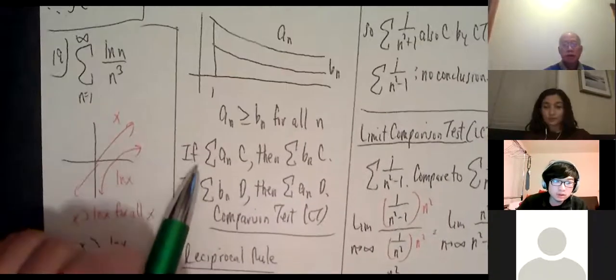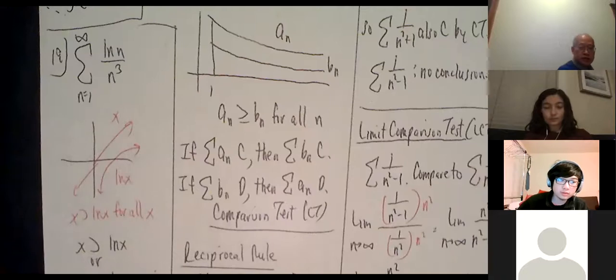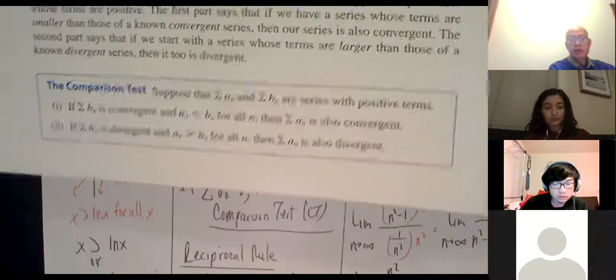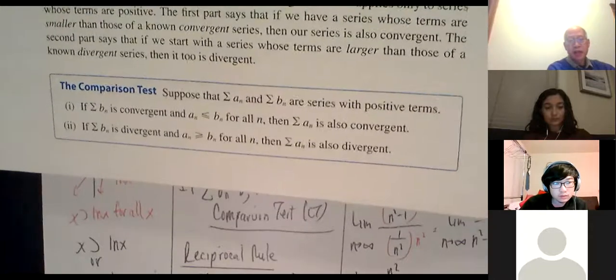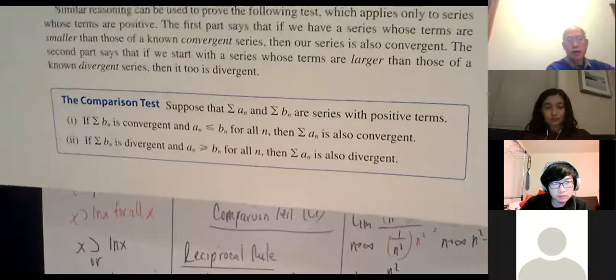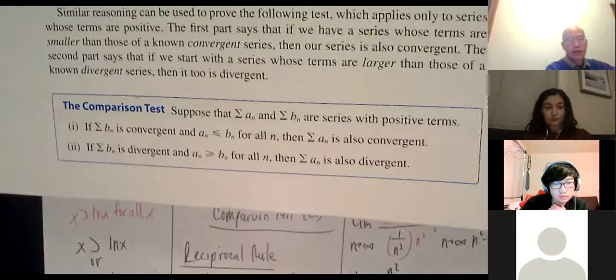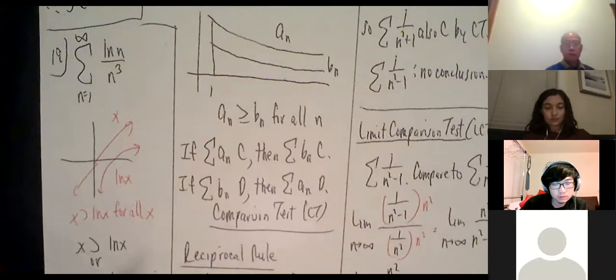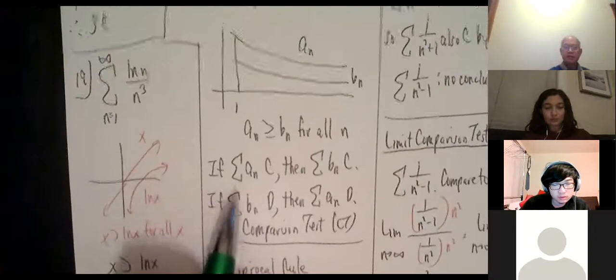Okay. So here's my version. As you can see, it's a lot less writing than what the book has, right? So I use C instead of convergent. I use D instead of divergent. Otherwise, they're equivalent. So if you like to use the book's wording on page 727, you may. But if you want to save space, I compacted into this.